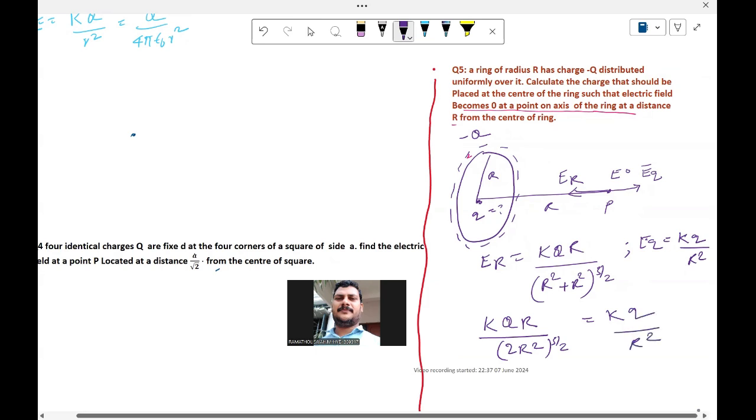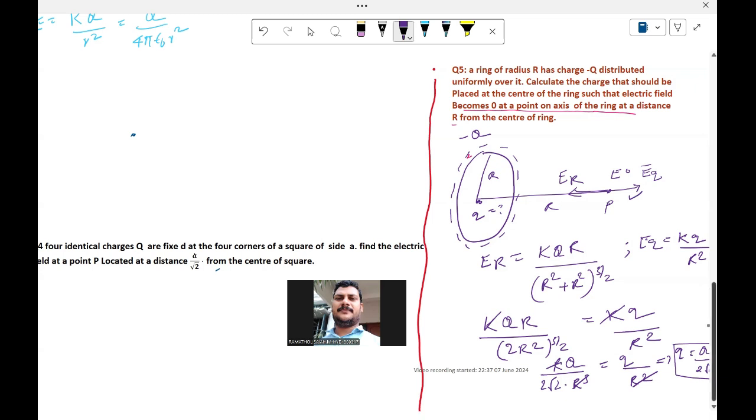So now K gets cancelled. This is 2 cube, 2 root 2 into R cube, is equal to q by R square. So R square and R get cancelled. That implies the required answer q is equal to Q by 4 root 2. So q I already decided is positive charge, repulsive electric field, q is equal to positive Q by 2 root 2. So this is one model of the question.